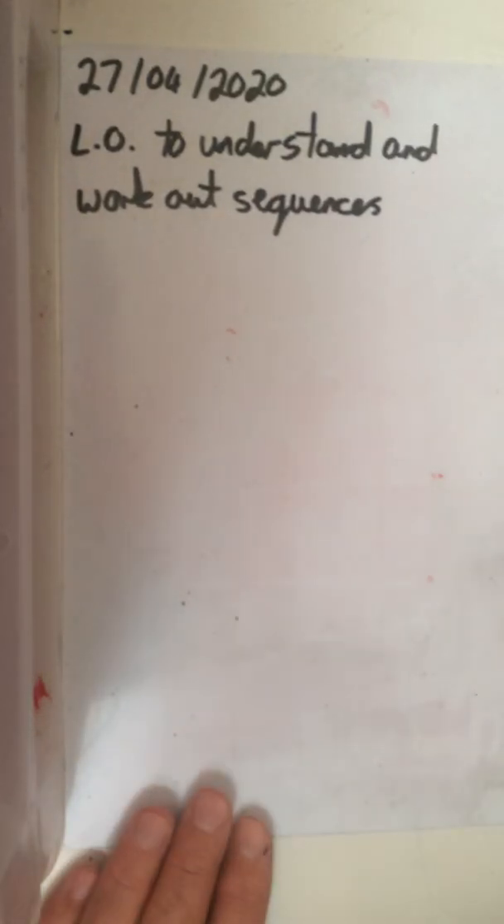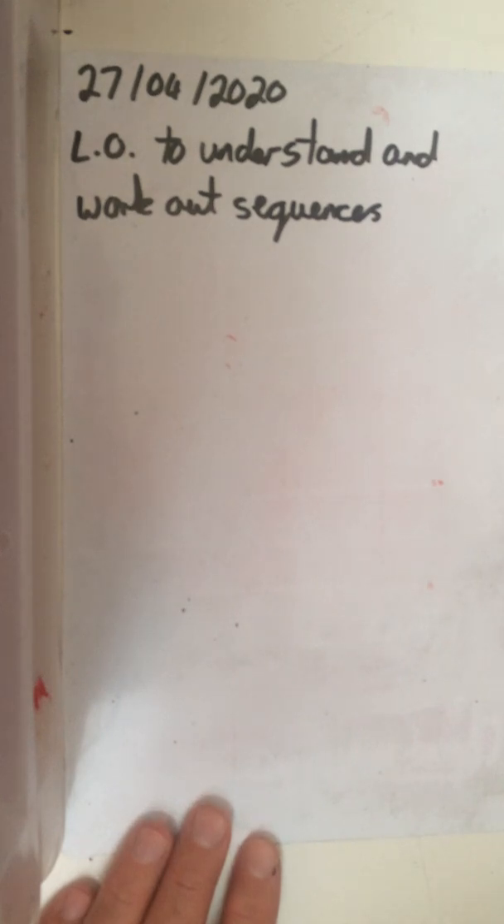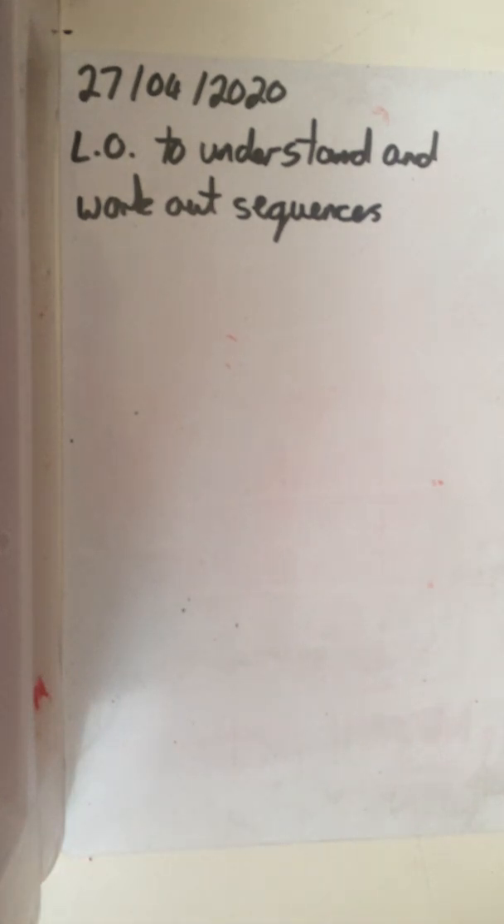Right, good. Could you write the short date and learning objective in your book, please? Short date and learning objective: to understand and work out sequences. So it's quite a nice, straightforward lesson today, actually.